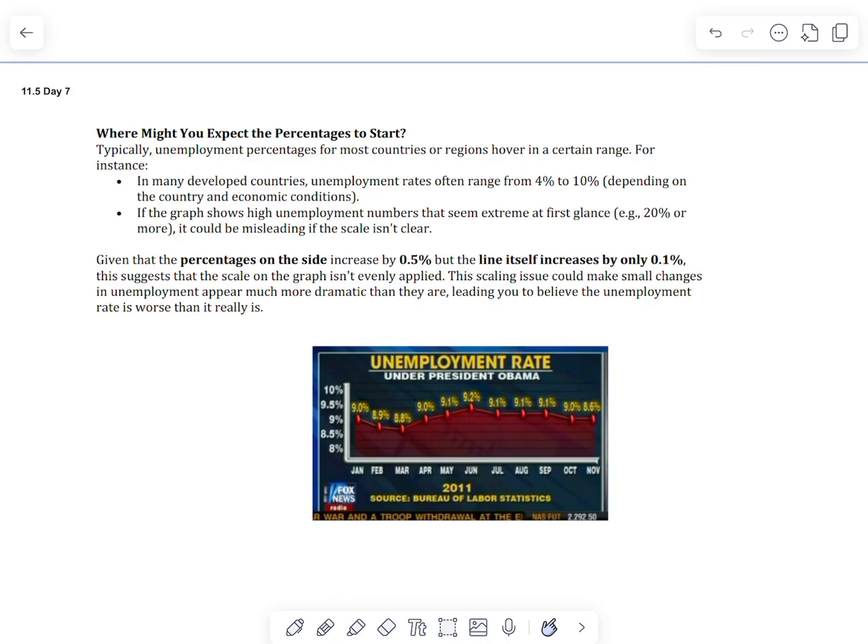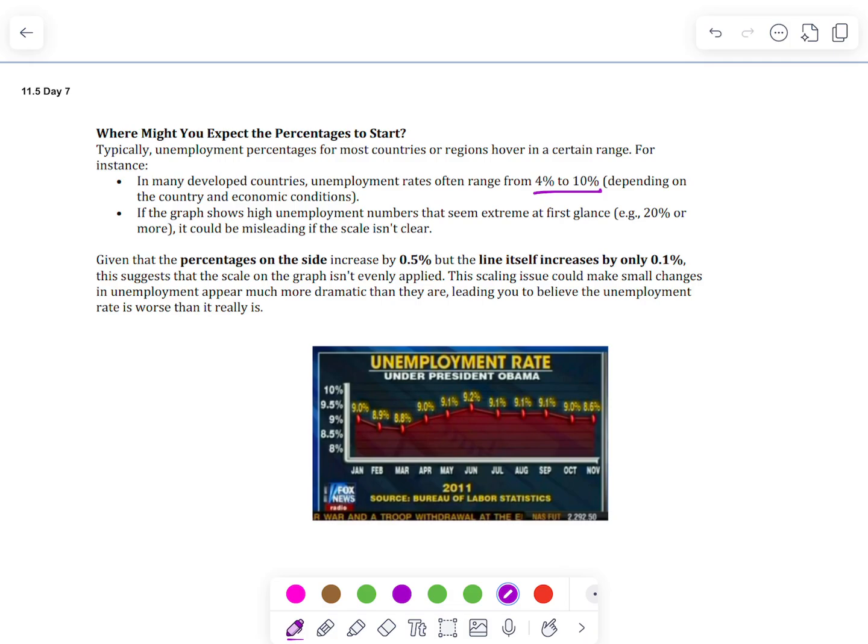Typically, unemployment percentages for most countries or regions hover in a certain range. For instance, in many developing countries, unemployment ranges from 4 to 10%, depending on the country and the economy. If the graph shows high unemployment rates that would seem extreme at first glance, for example 20% or more, it could make it look misleading or isn't clear.